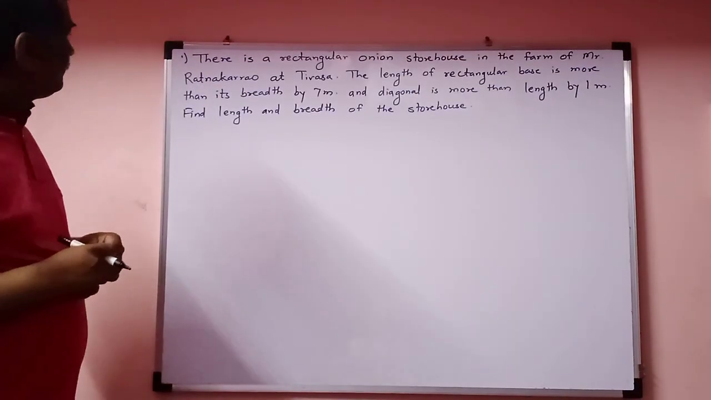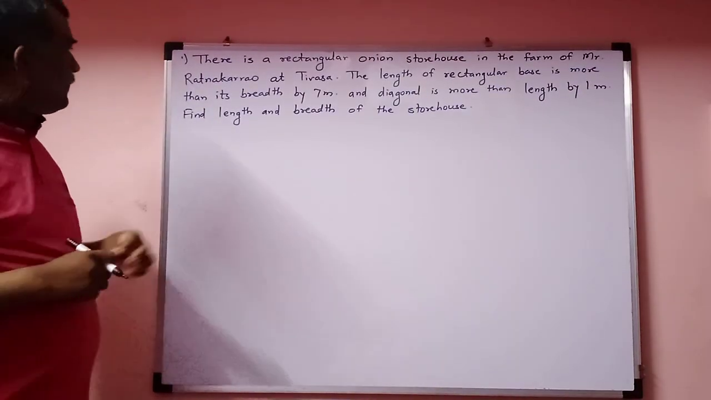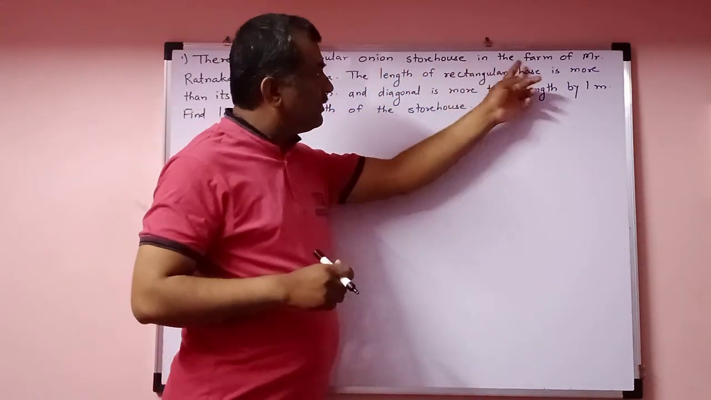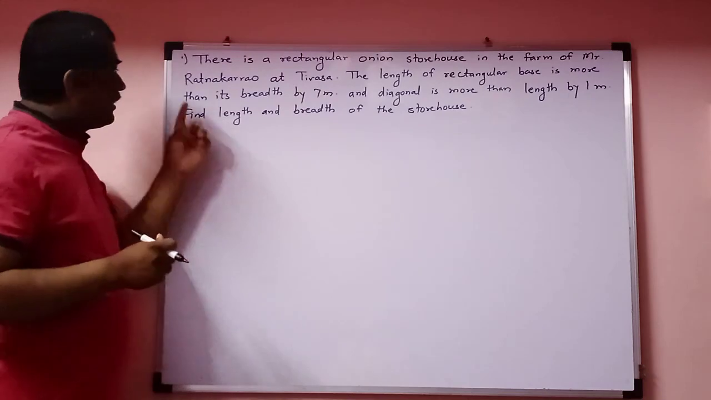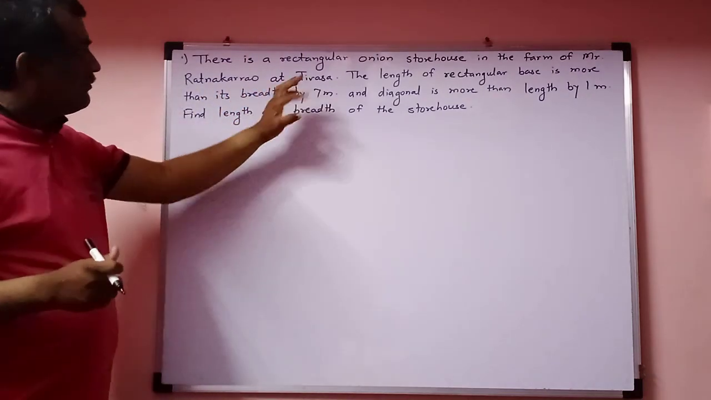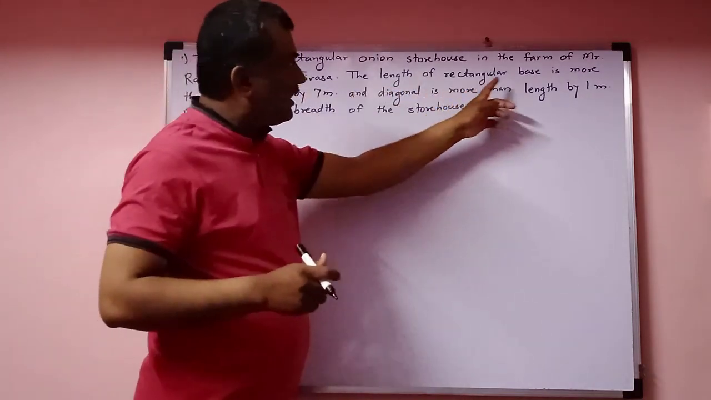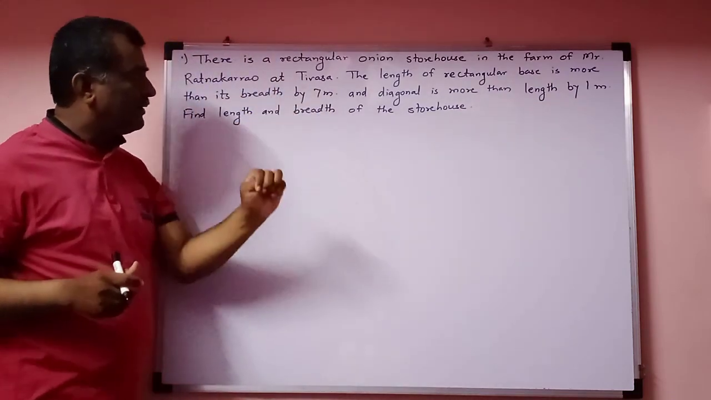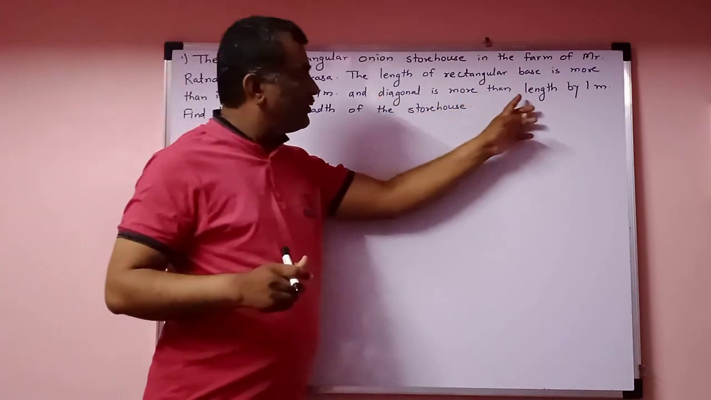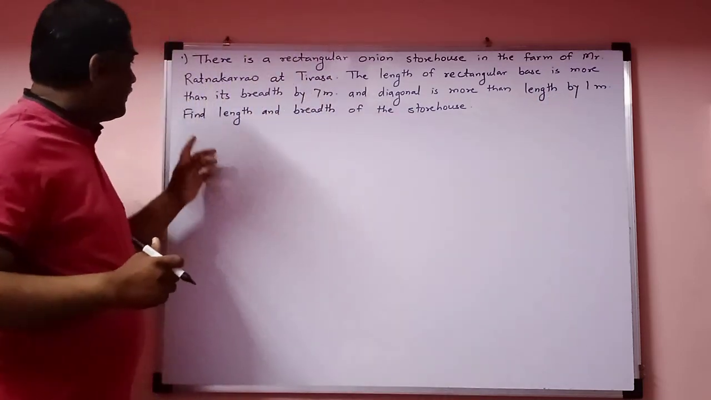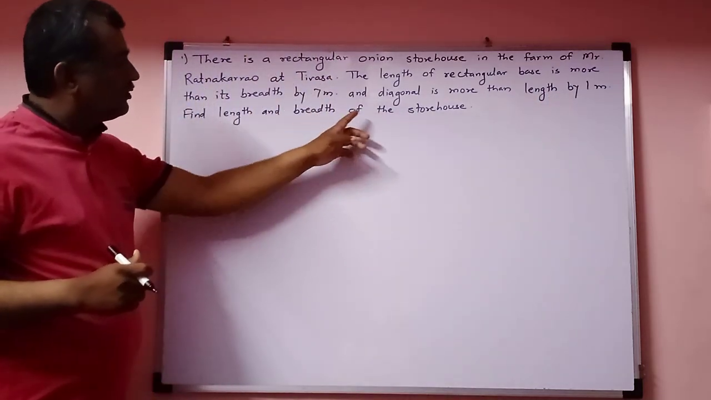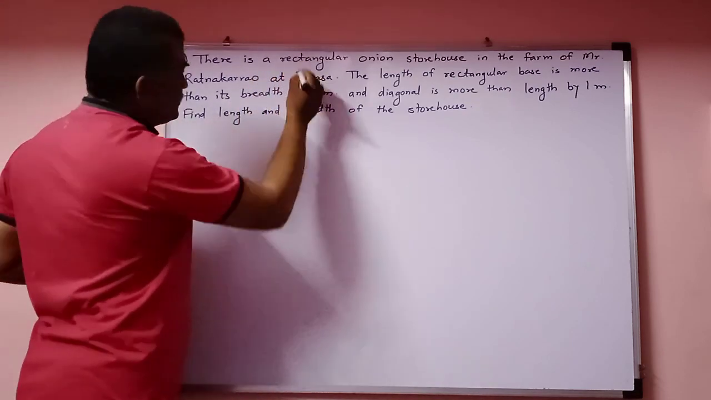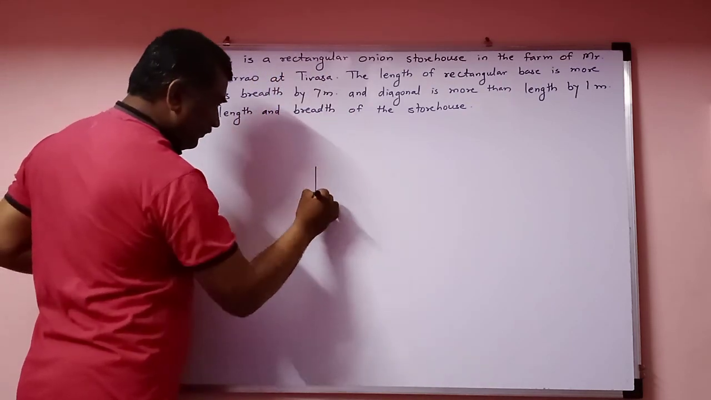Solved example. First example is, there is a rectangular onion storehouse in the farm of Mr. Ratnakar Rao at Tiwasa. The length of rectangular base is more than its breadth by 7 meter and diagonal is more than length by 1 meter. Find length and breadth of the storehouse. The storehouse is in the shape of rectangle.